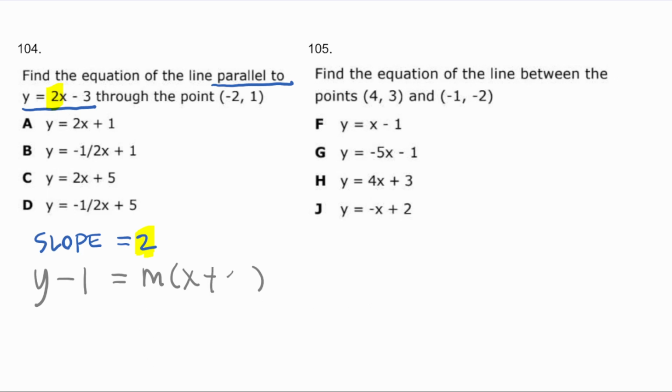That'll be plus 2 there. Okay, and well, we know that m is 2. So that's going to be equivalent to this. This probably wasn't the fastest way.